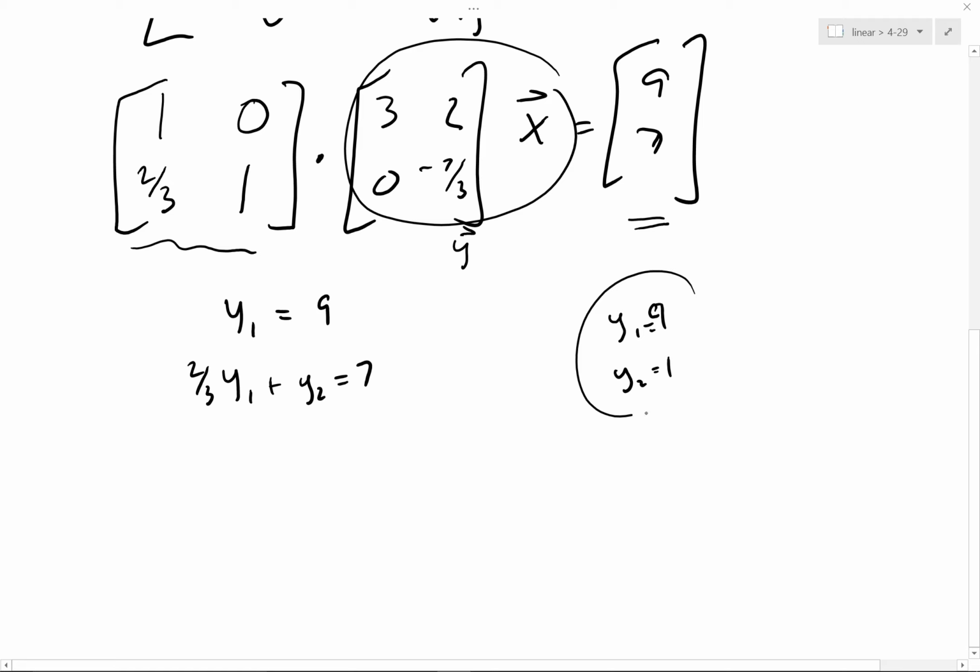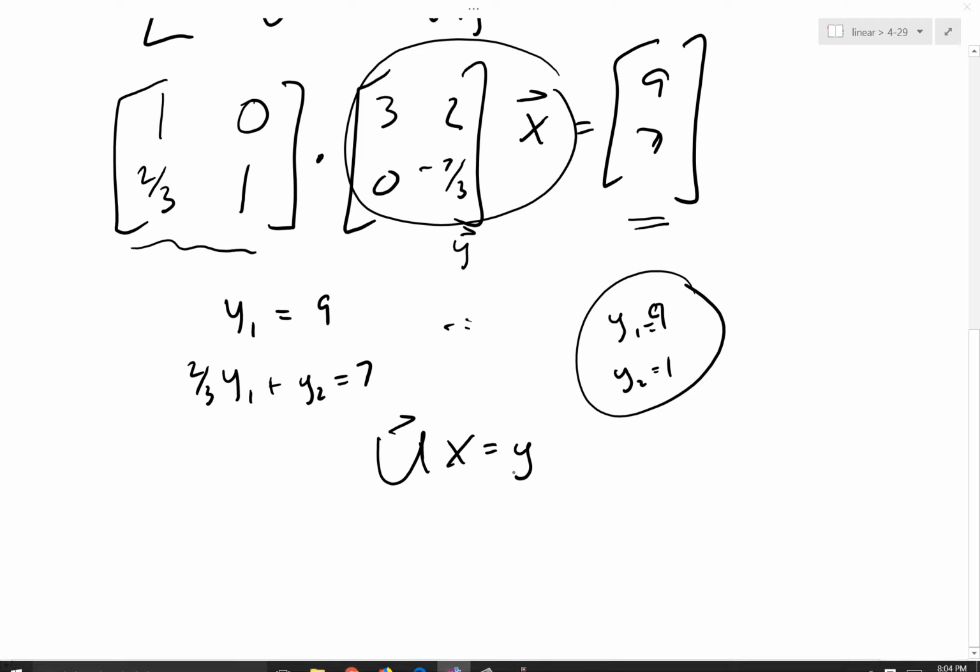Yay. Then you just plug these in, and that's the answers to those equations there. And what do I do with those? Well, if that's true, then now you've got U times x is equal to y. We said that, right? And x is the values that I'm trying to solve for now.